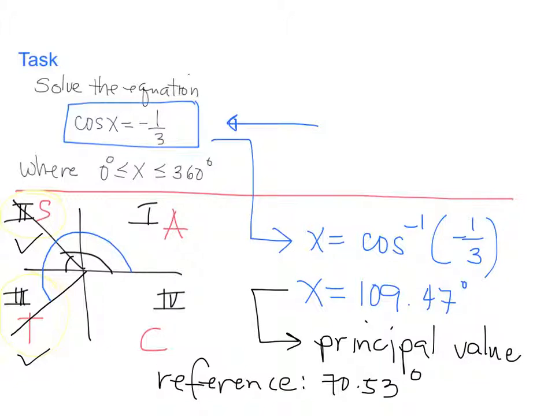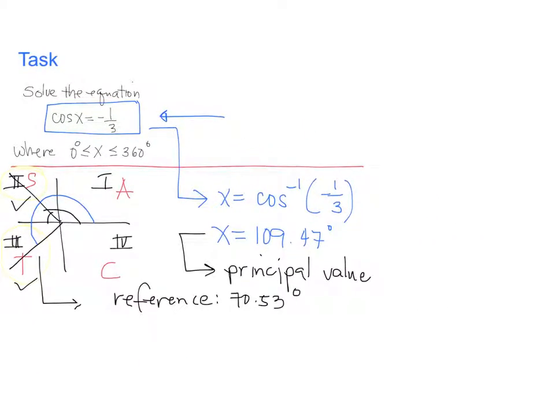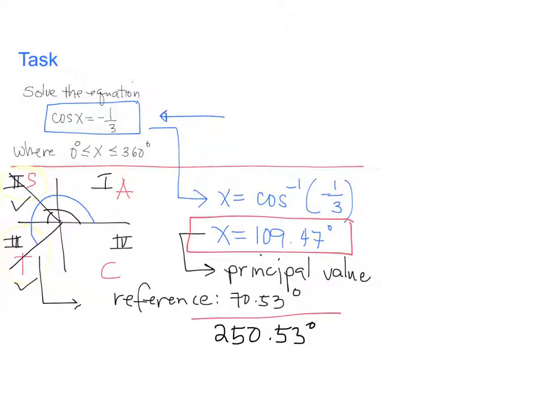Okay, so how will this help us find the one in the third quadrant? Add that to 180. So what is the other angle then? So that's 250.53 degrees. Okay, let's write that down. The other angle is 250.53 degrees. So we found already the two values between 0 to 360, and those are the only angles that we can have. Therefore, the final answer will be 109.47 degrees and 250.53 degrees.